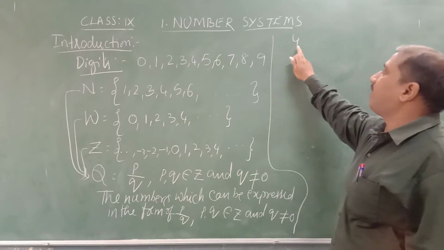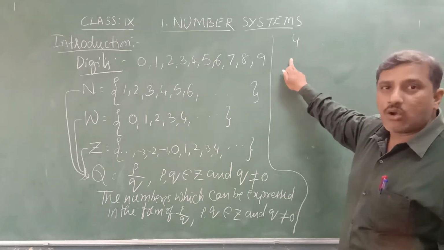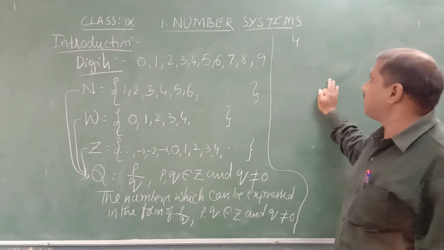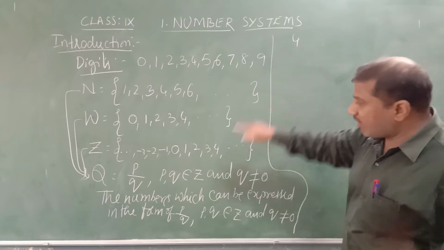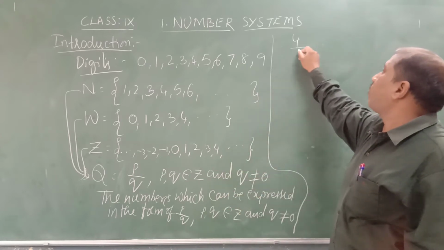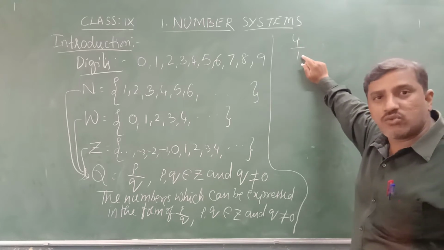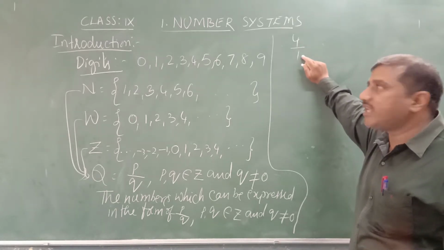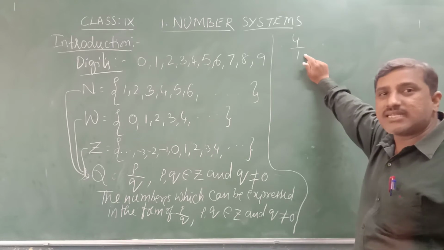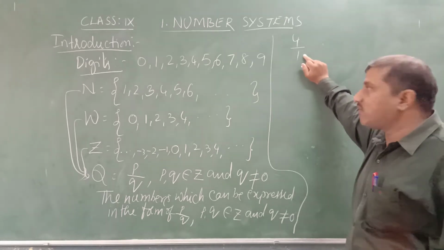So before that, let me give you some examples of rational numbers. 4 is a rational number, and it is a natural number. It is a whole number. It is an integer. 4 can be expressed in the form of P by Q as 4 by 1, where P is equal to 4 and Q is equal to 1. Here both 4 and 1 are integers and Q is not equal to 0.